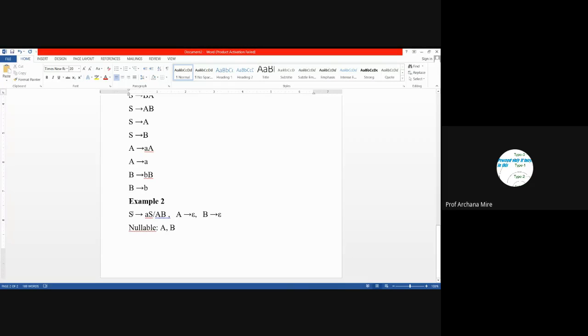What about non-terminal S? Is it nullable? Yes, no? Yes, Sanap, can you answer? Ma'am, it is nullable. Yes. Non-terminal S is also nullable. Why is it nullable? Because there exists a production rule S leading to non-terminal A, non-terminal B. And since both these symbols are nullable, S will also become nullable, and hence our nullable symbols are A, B, and S. All these three symbols are nullable.